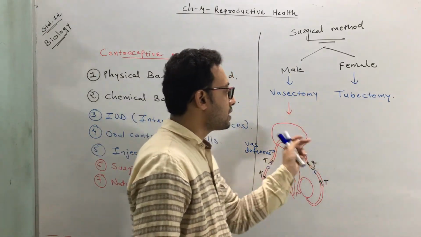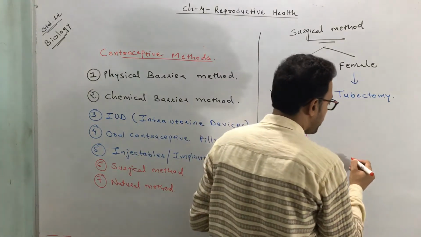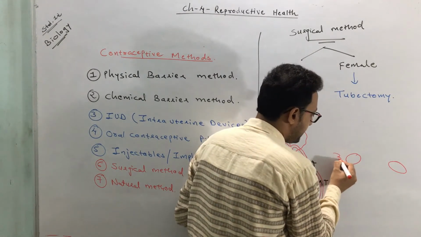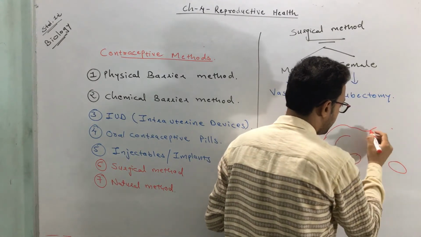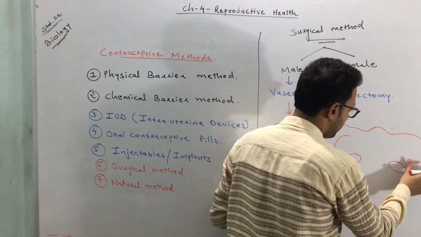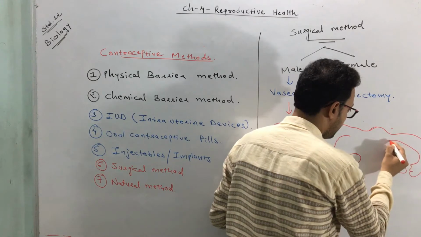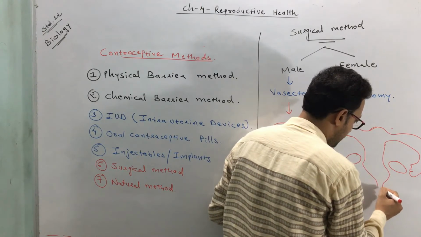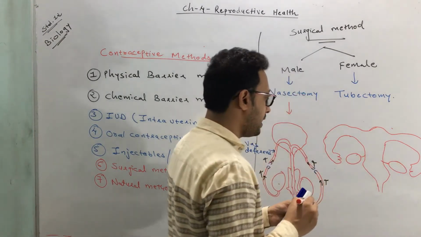Now, a similar surgical procedure which is performed in a female is called tubectomy. So, what in a tubectomy has to be performed? Assume that these are the ovaries. I am just drawing the schematic diagram. And it is a fallopian tube. This is a uterus, cervix and vagina. These ovaries are attached to the wall of the uterus and the pelvic cavity.